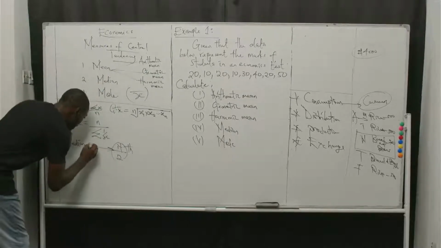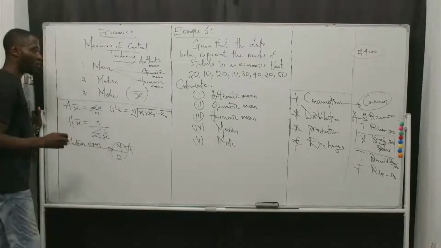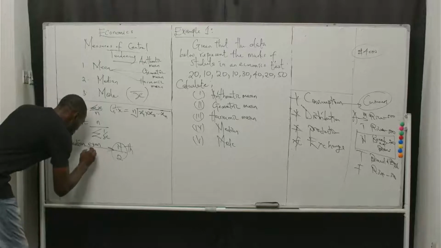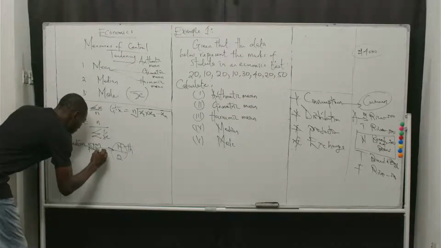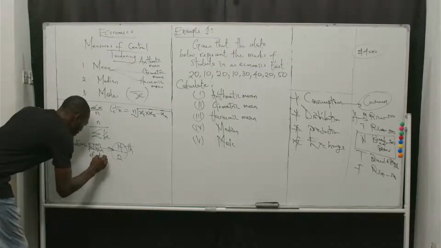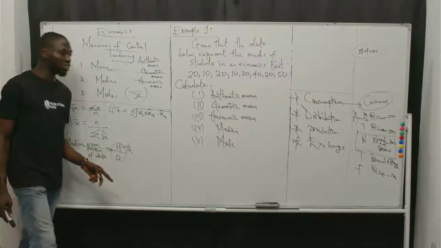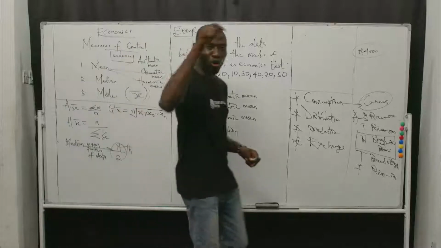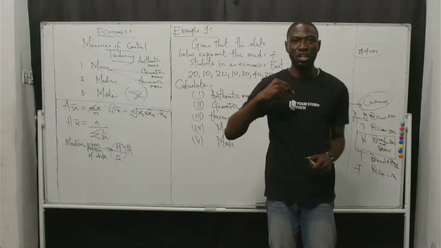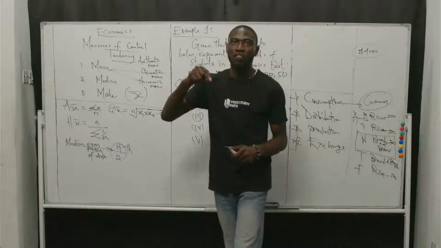It is for the even position of data. So n over 2 th will just give us the position of that median. Okay? It will give us the position of the median.